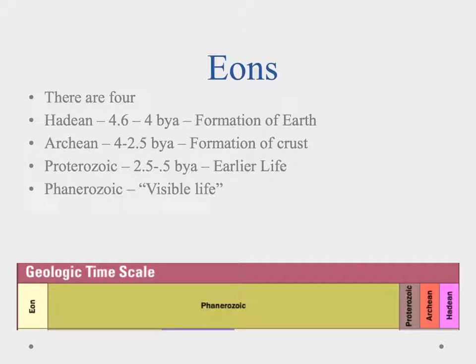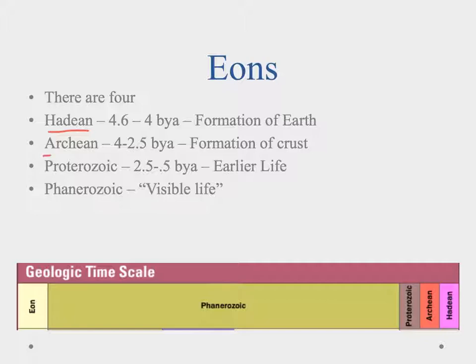So when we look at the eons that have happened, there's 4 major eons that we talk about. The first was the Hadean eon, and that happened from about 4.6 to 4 billion years ago. And this is the formation of Earth happening then. So the accepted age of the Earth is about 4.6 billion years ago. So that's when the Hadean started. And it's going to basically take us through the first 500 million years or so of Earth's history.